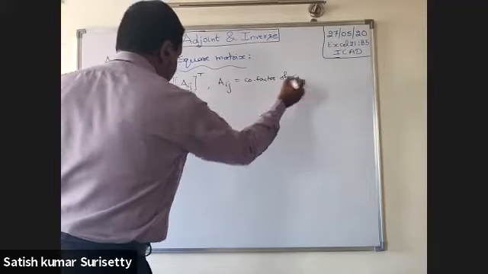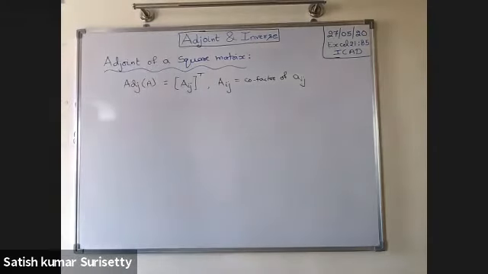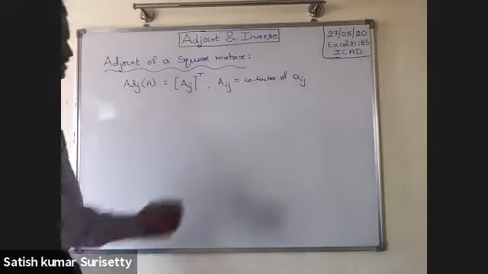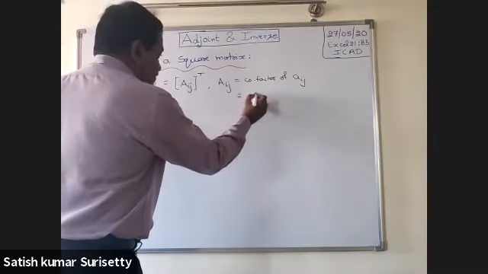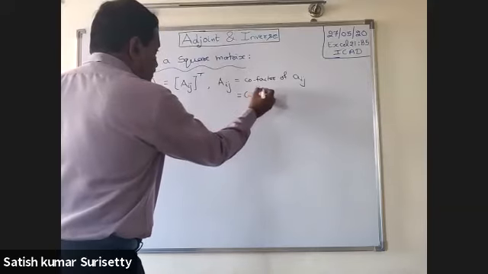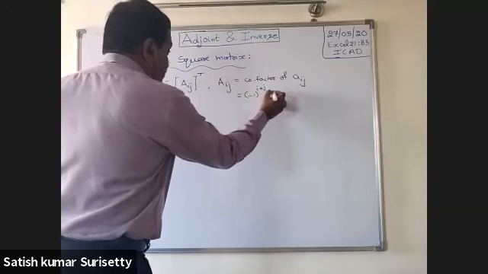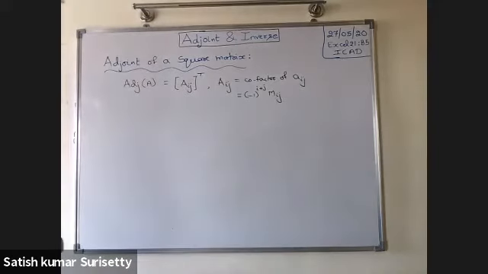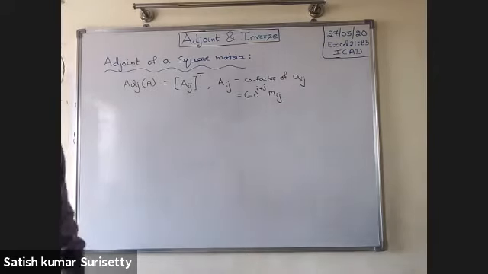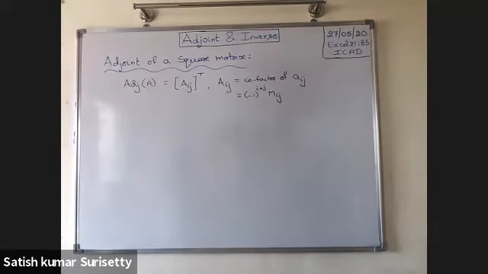small aij. Now, what is the definition of cofactor? It is (-1) to the power of i plus j into Mij, where Mij is the minor of the element aij.